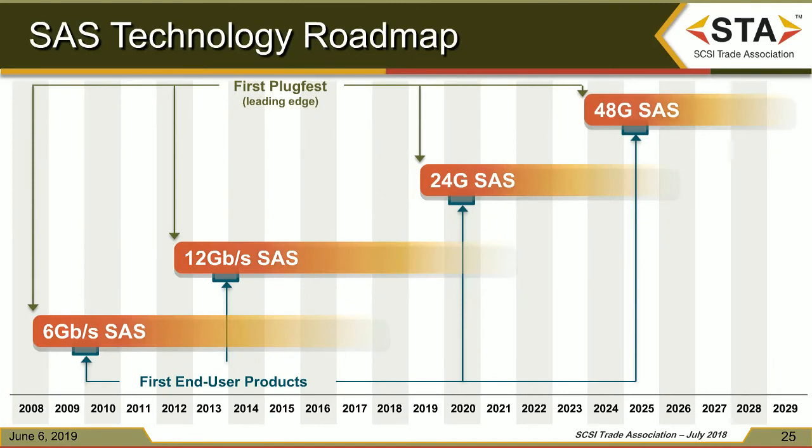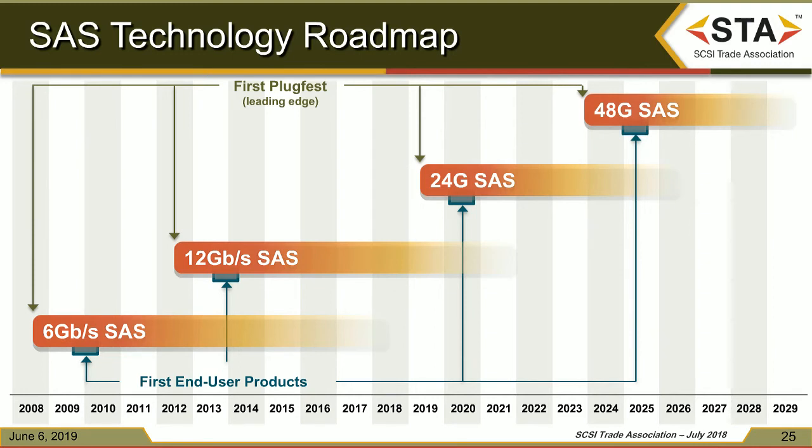So you may have seen this roadmap before, and we'll certainly see it again. This is a high-level roadmap for the technology, mainly focusing on when the technology begins testing, when you can expect to see the first products come to market, and finally when the next generation of SAS will come along. The leading edge of the technology bars represent the first approximate plugfest dates.